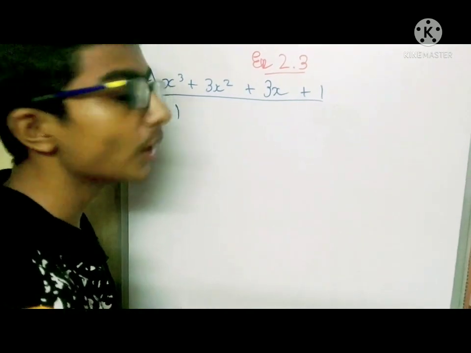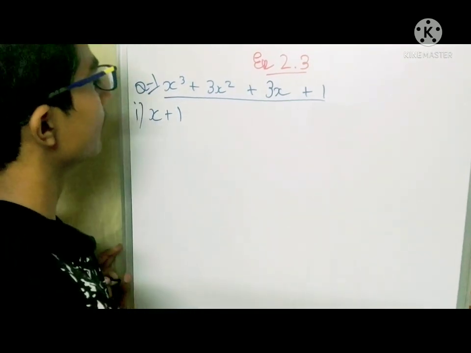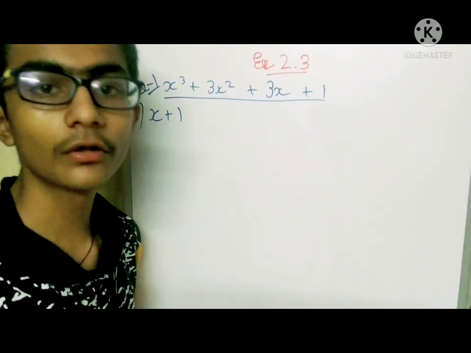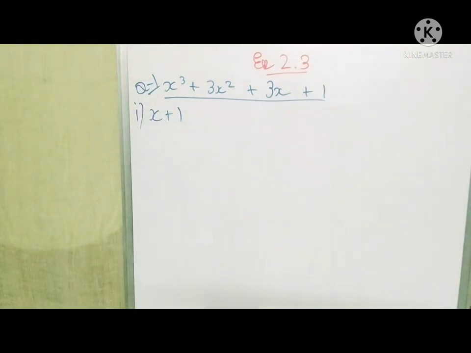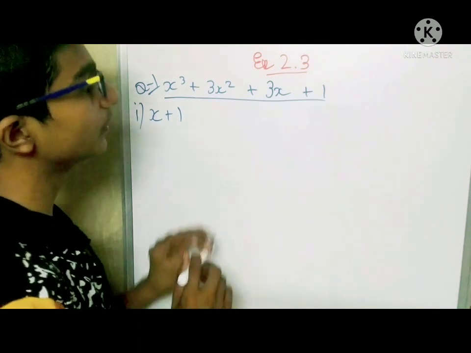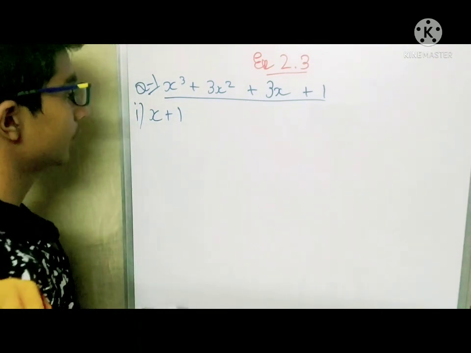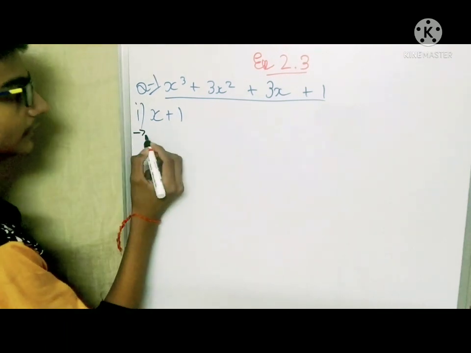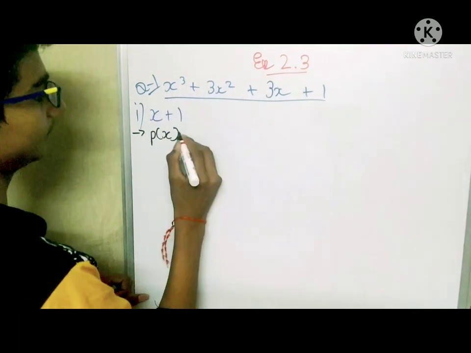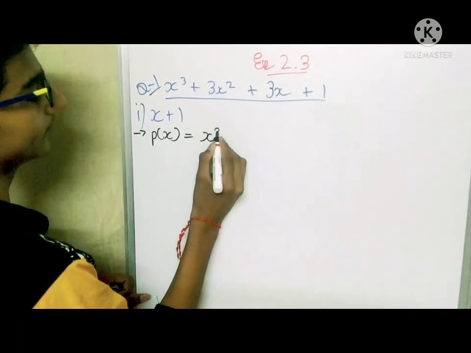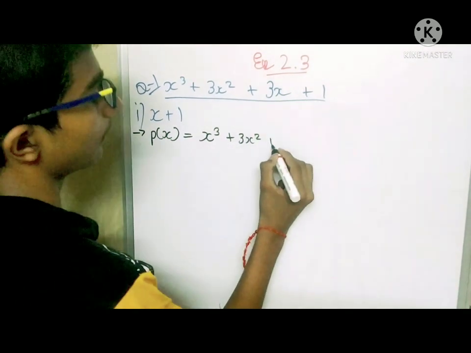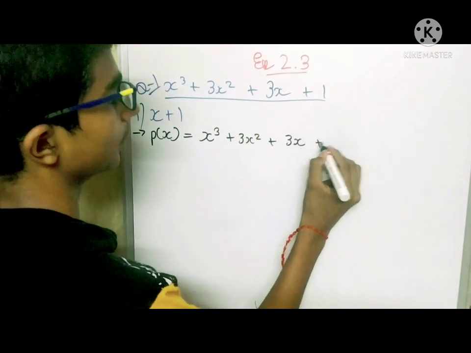But in question number 1 it is not mentioned that you have to divide it with the long division method. So you do not need to divide it with the long division method. If we do not use the long division method here, it can simply be done like this. First of all, we will write p of x equals x cube plus 3x square plus 3x plus 1.